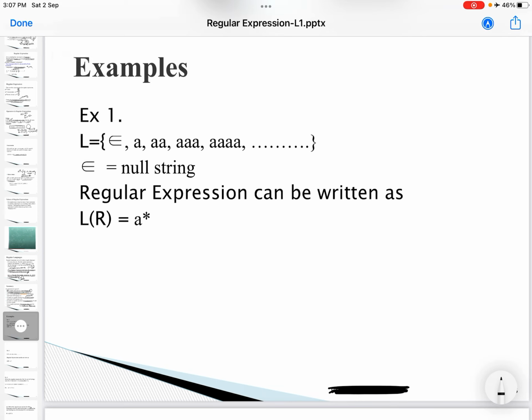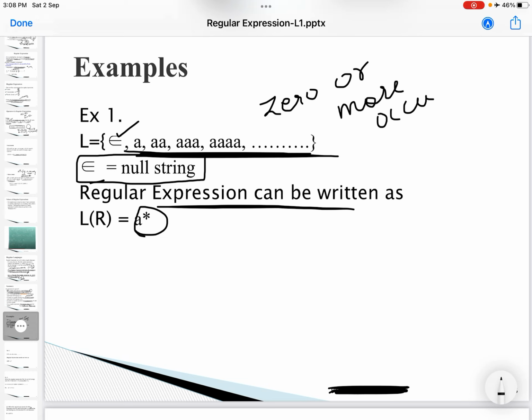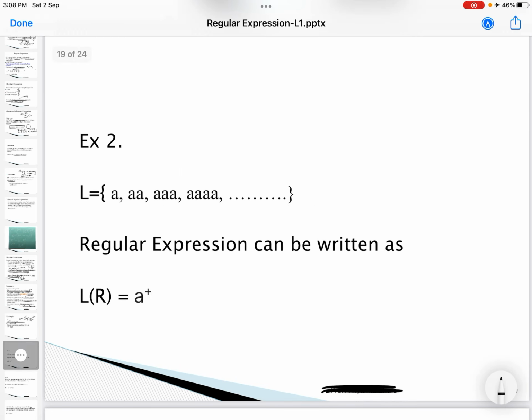So the first example is a language given. Now what does this represent? Epsilon represents a null string, so your regular expression will be A star. A star means epsilon and any number of A's. So it will be 0 or more occurrences of A.